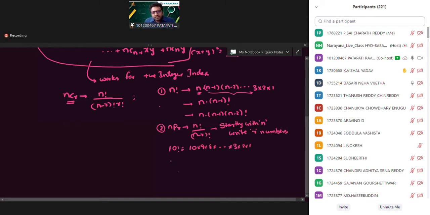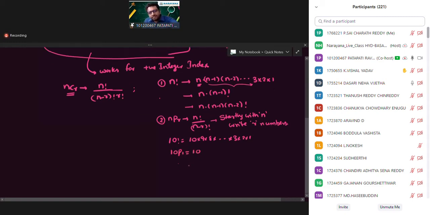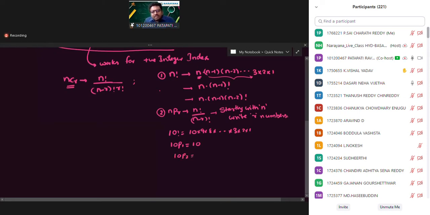Okay. Yes, sir. What is meant by 10P1? Starting with 10, you write only one number. So 10P1 is 10. 10P2 is starting with 10, write two numbers: 10 into 9, that is 90. You understand? Yes. 10P3 means starting with 10, write three numbers: 10 into 9 into 8 is 720. Do you understand? Yes, sir.